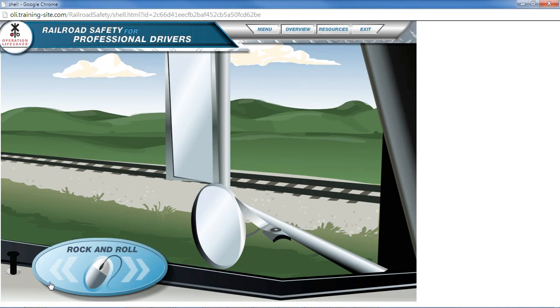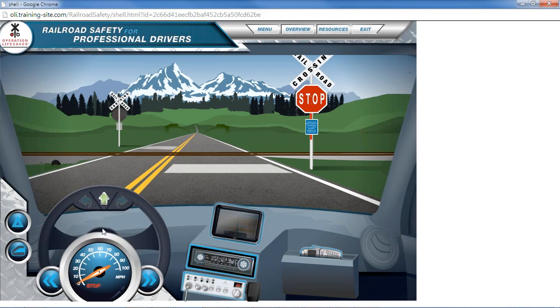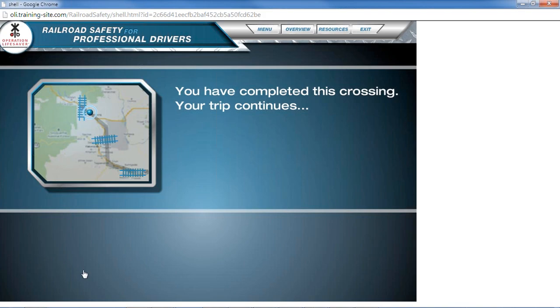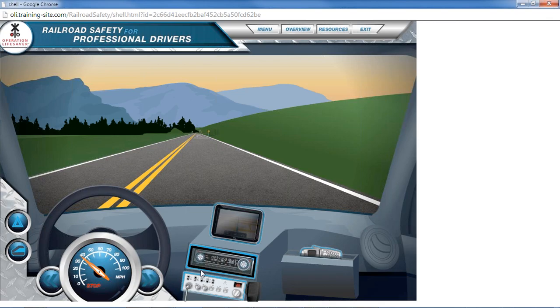Now, an example that I do want to show to you is the consequence game that we built for the Operation Lifesaver group. Operation Lifesaver is a nonprofit organization that's really focused on keeping people safe around railroad crossings. And this course was specifically designed for folks that had their commercial driver's license.